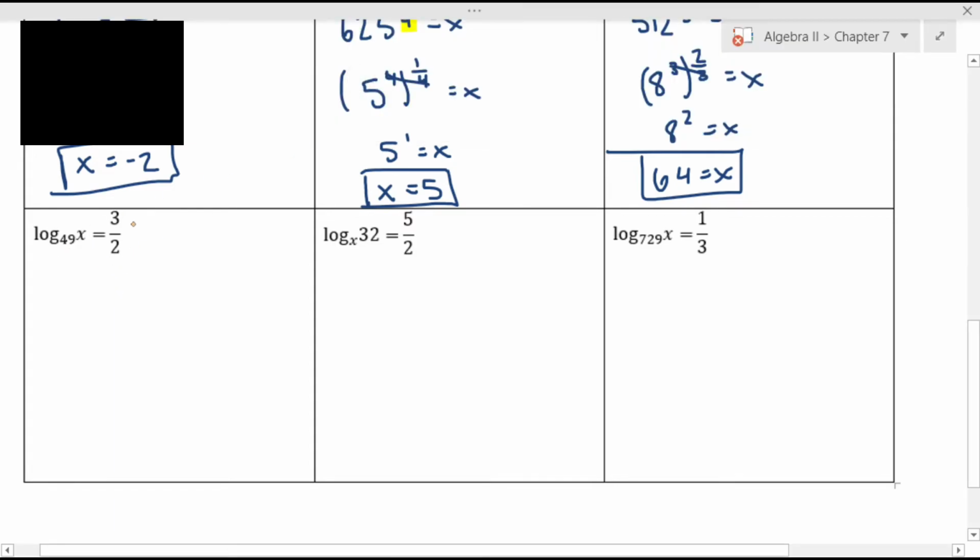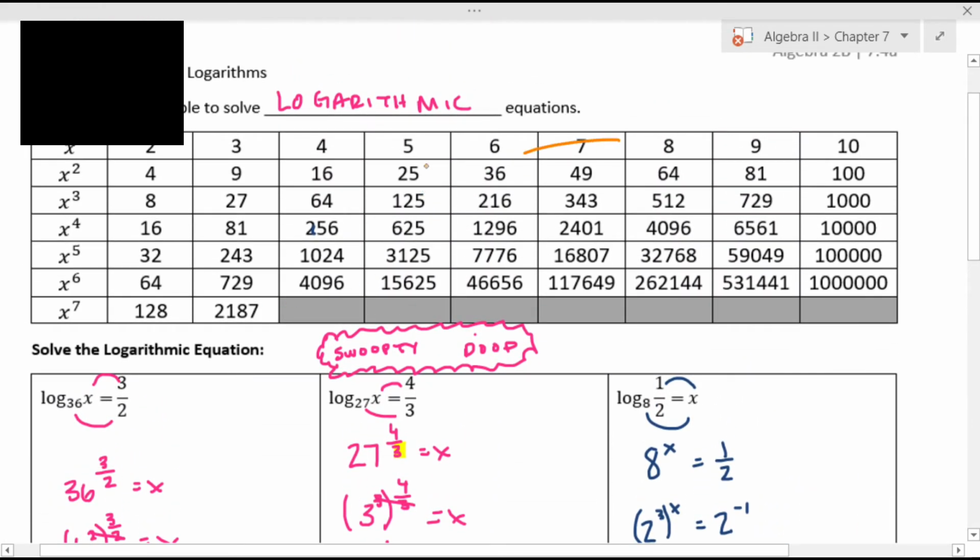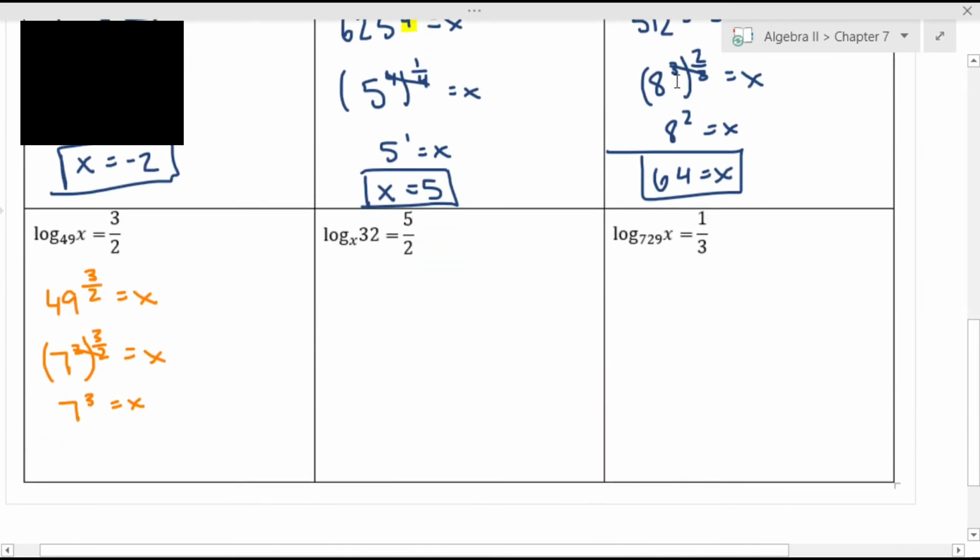So let's change the color again, because I can. Orange. All right. 49 to the power of 3/2 is equal to x. What can I write 49 as, so it has a power of 2? It's 7 squared to the power of 3/2 is equal to x. Cancel that out. I get 7 cubed is equal to x. I think 7 cubed is 343, but I'm going to go check. 7 to the power of 3 is 343. What? 343 is x. Woot!